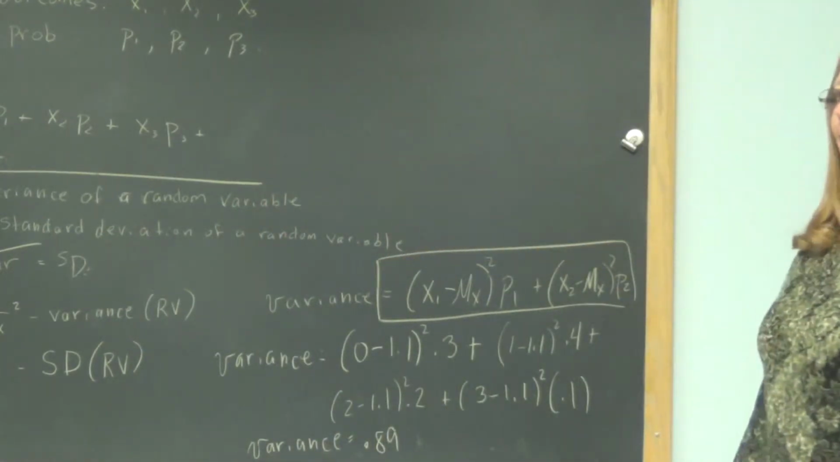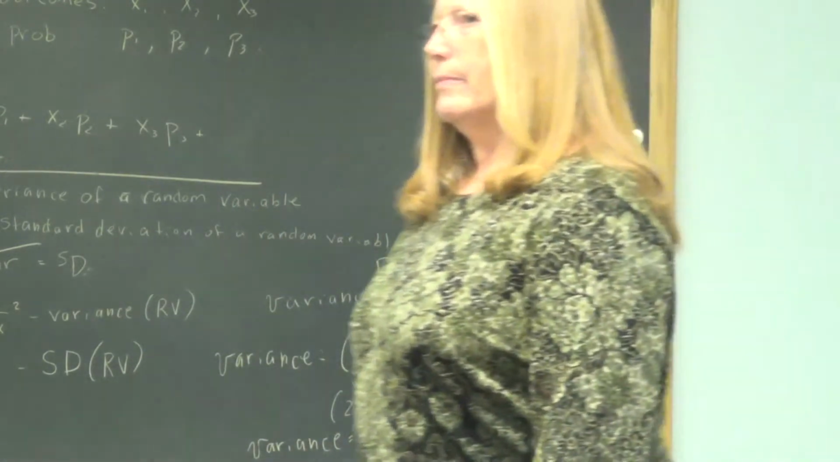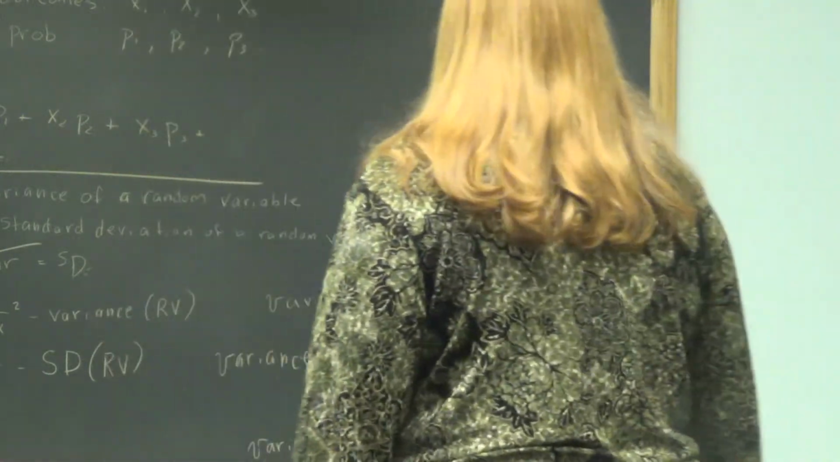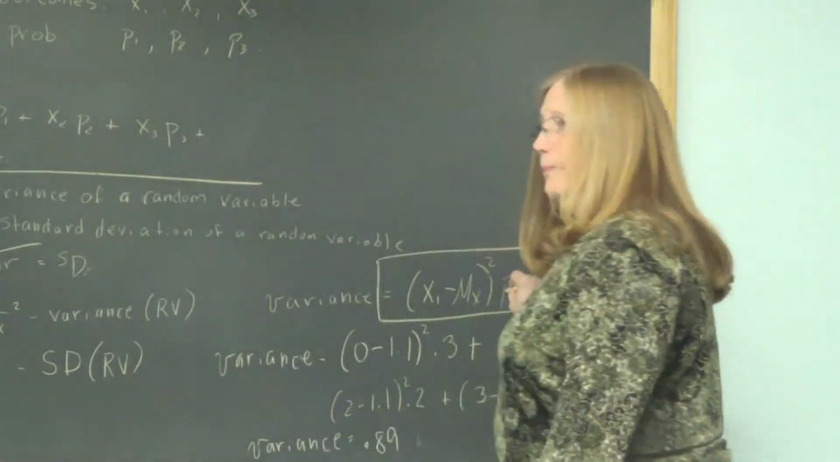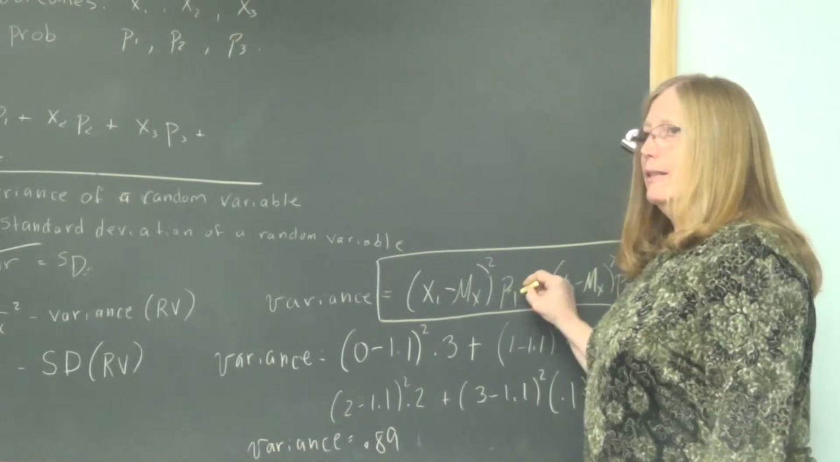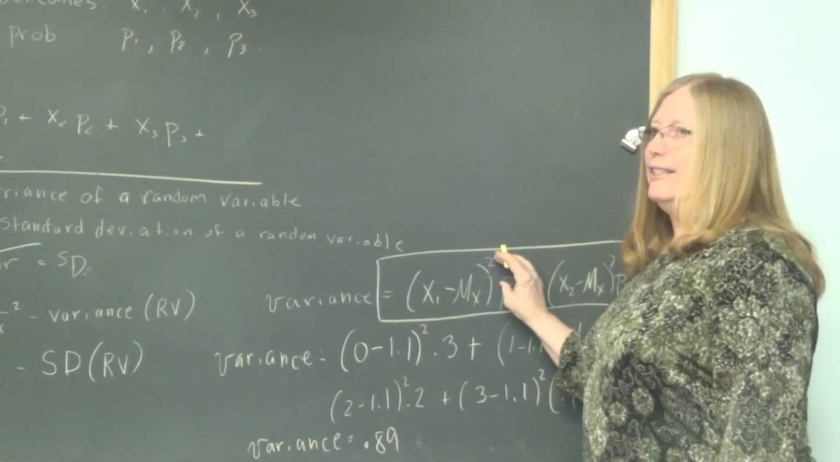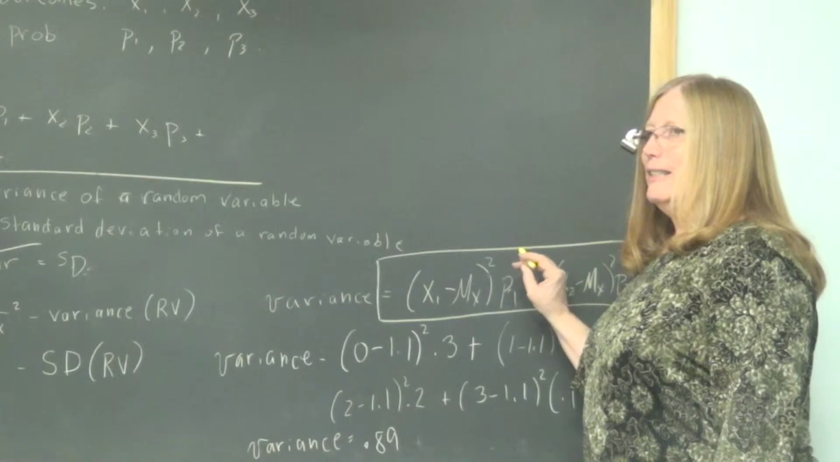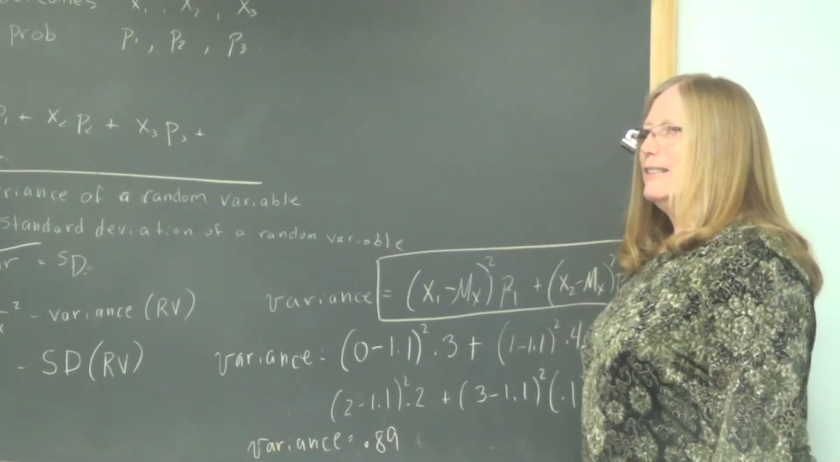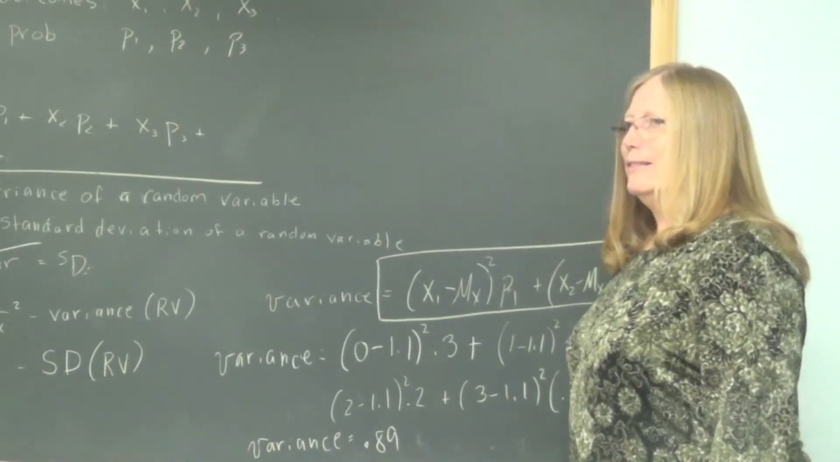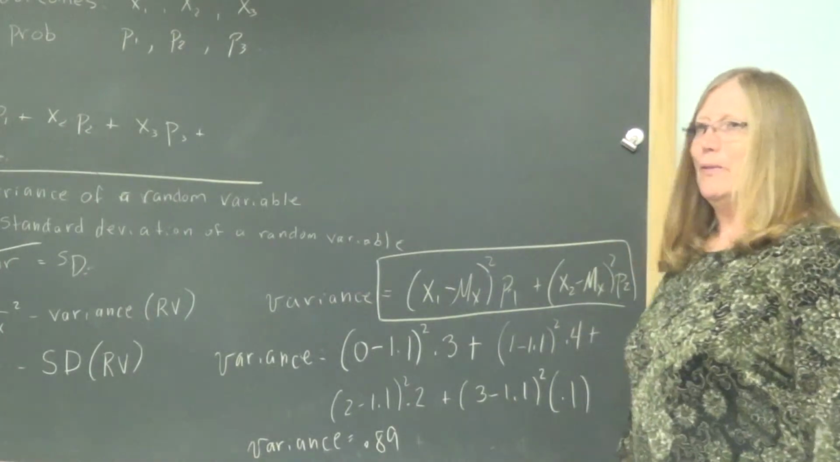Why is the probability after the parentheses? Why is it before? It just looks weird after the parentheses instead of before. Does that change it? No. You can put it before if you want.